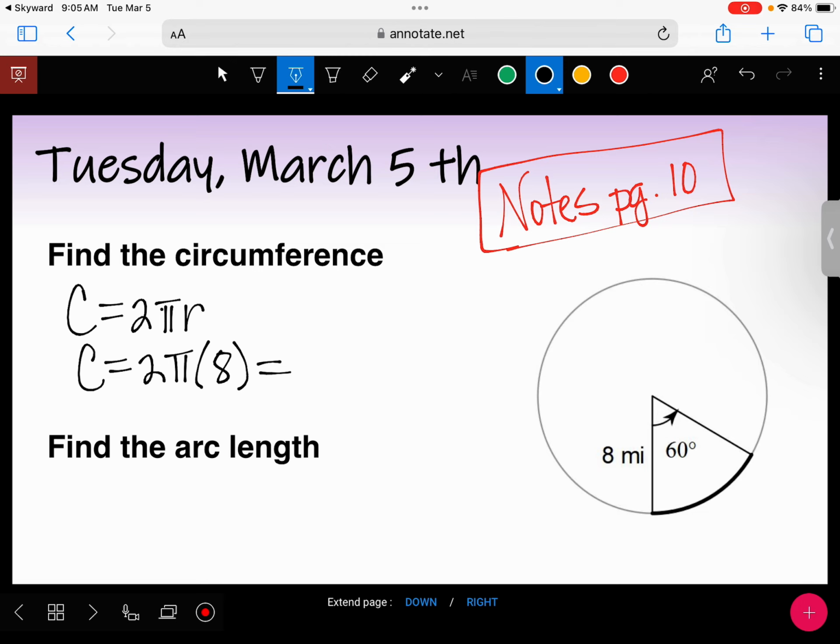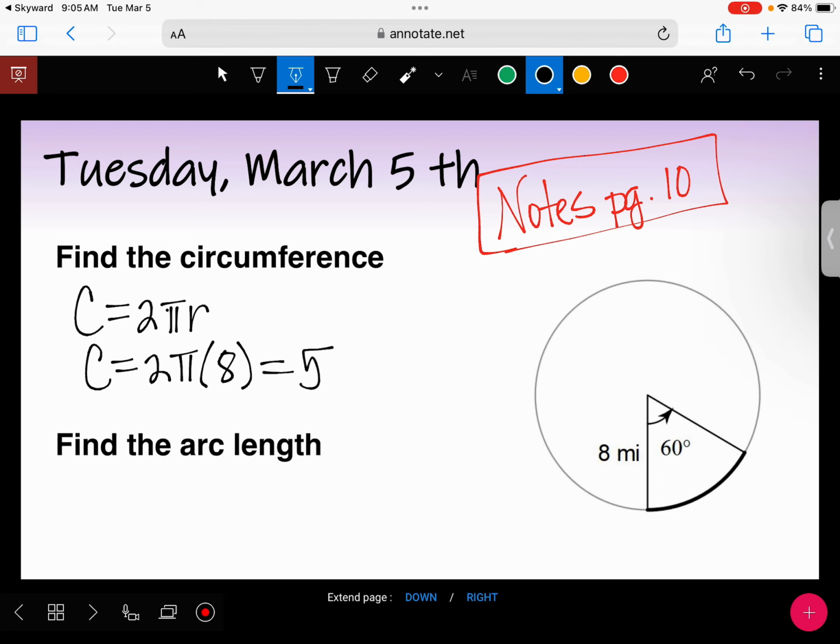Okay. All right, so who got 50.2, 50.3? Who got that? All right, so we'll say 50.3. We round that. And it's in miles.